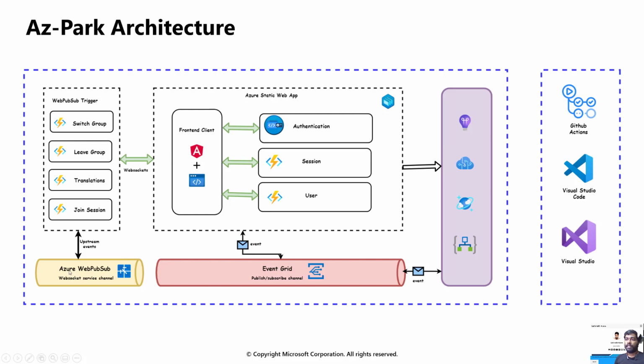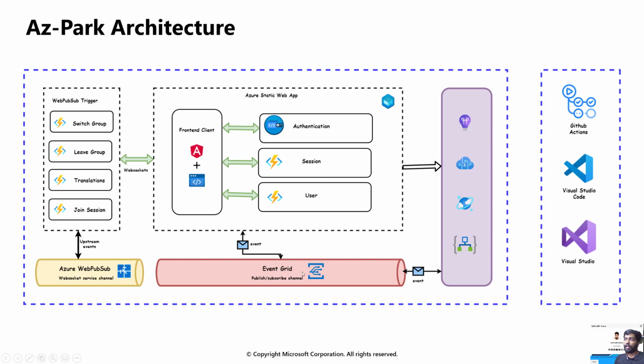And there is one more service that we have, Azure Web App CLI. This acts as a WebSocket service channel. So whenever a message is published or broadcasted from the front end, it will reach through this service channel, and it will be passed on to the upstream events. Upstream events is nothing but a Web App CLI trigger. So inside this we have a lot of business use cases, and based on that you will be broadcasting the message back to the front end client with the help of WebSockets.